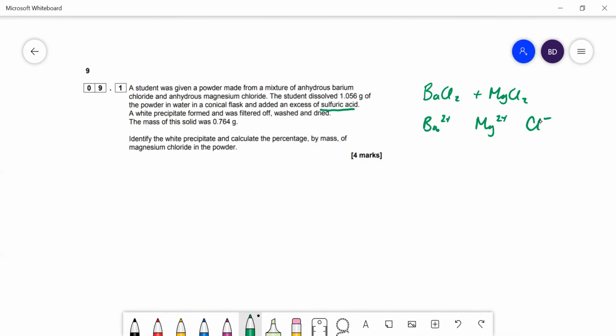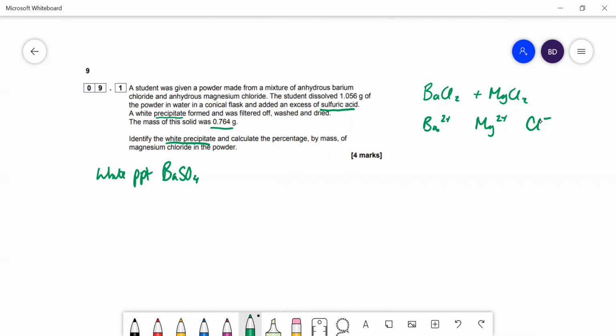Now, you get a precipitate. Well, you should know here that if you add sulfate ions to barium ions, you are going to get a precipitate of barium sulfate. So the white precipitate is barium sulfate, and they tell you the mass of that was 0.764 grams. Identify the white precipitate. We've done that. It's barium sulfate.